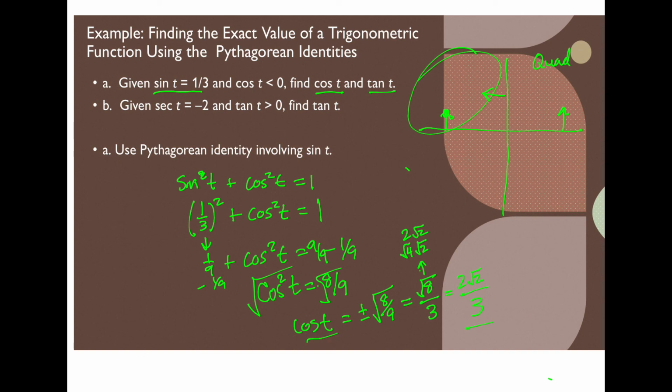Now we want to find the tangent of t. Now, let me go back here. This was positive and negative. That's because there is a positive and negative 2 root 2 over 3. But we're told that cosine of t is negative, so we're only going to pay attention to the negative one for this problem because it's in the second quadrant. Okie doke. We don't really know what theta is, right? But we know what quadrant it is. So we know it's got to be somewhere between 90 and 180. Let's find the tangent of t then.